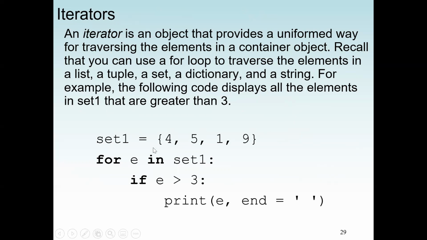So this is an example here using a set. We create set1, which has 4, 5, 1, 9. Now we are using a for loop. So we say for e in set1, if each element is greater than 3, then we print it. So this will print 4, 5, 9 for us. Here we are using the for loop to go through the elements.